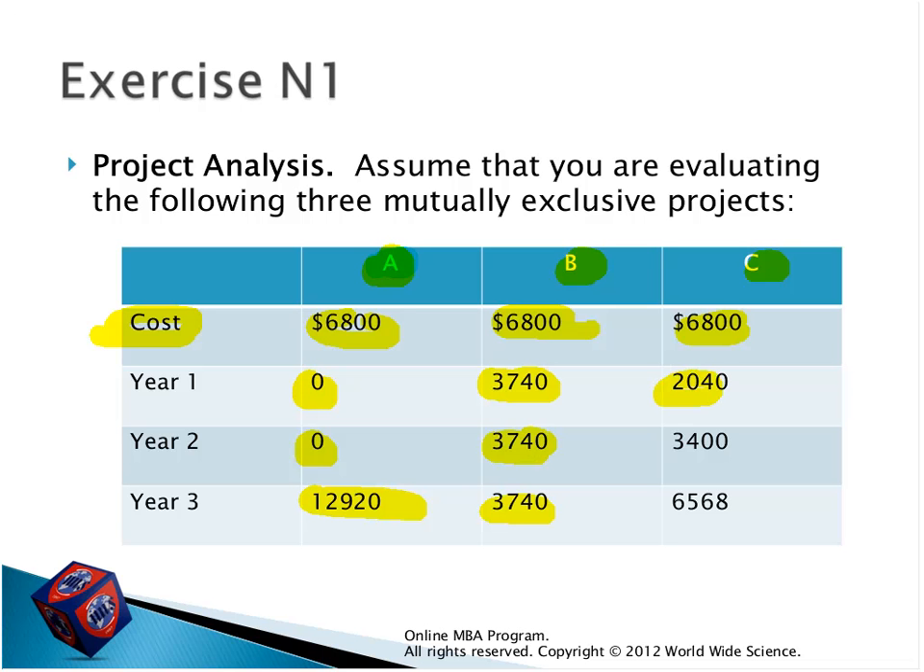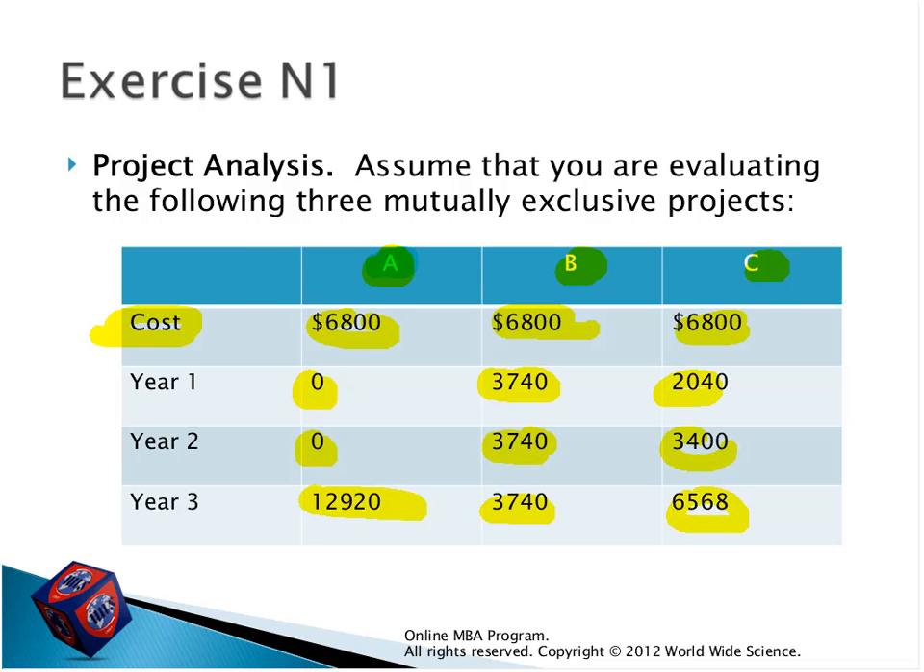Sorry. The second year brings you 3,400, and the third year 6,586. Right? 68. Sorry, 68. So, firstly, I have already prepared for you the table of cash flows over the 3 projects A, B, and C.